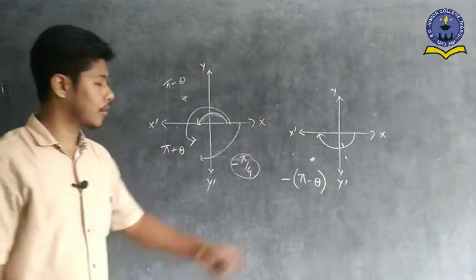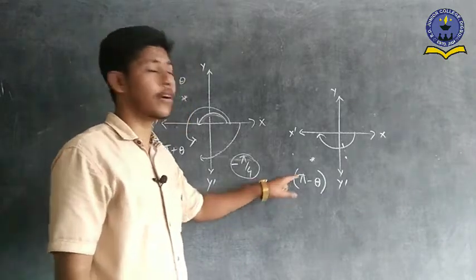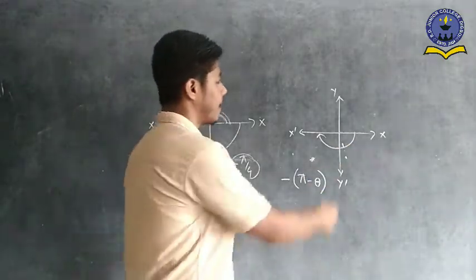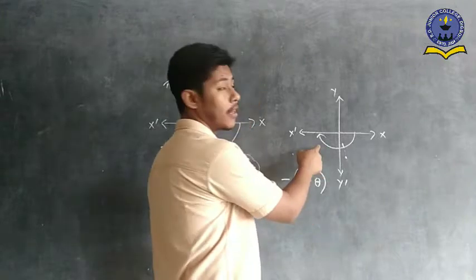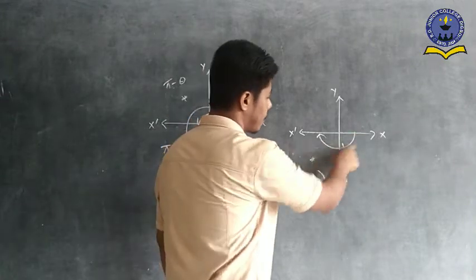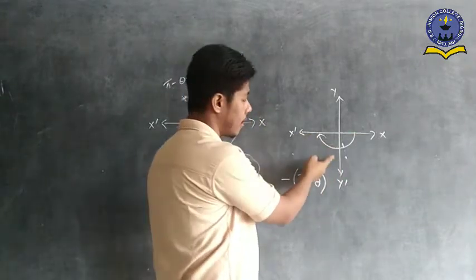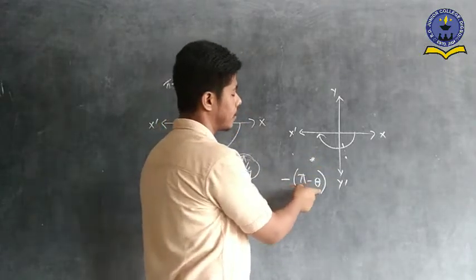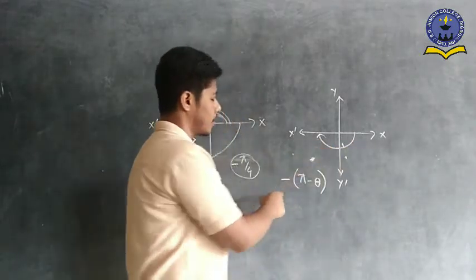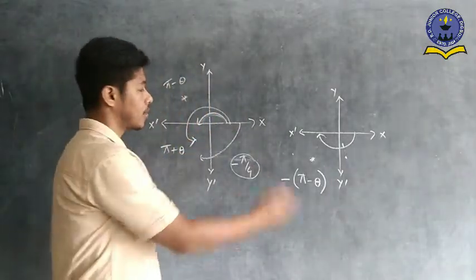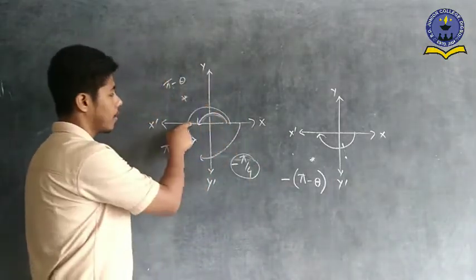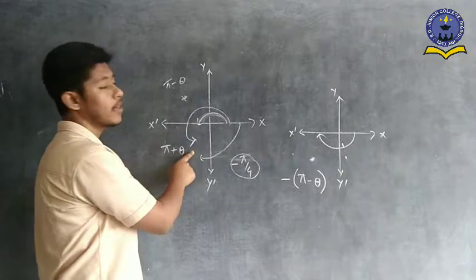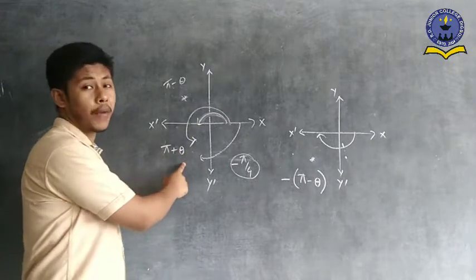Is it clear? Which minus represents a negative angle here. If any angle is in the third quadrant, from here to here is 180, and then we subtract theta, so pi minus theta, and the angle is negative here, so that's why we have to write negative. And if we measure from here up to this, it is pi, and then in the third quadrant we have to write pi plus theta.